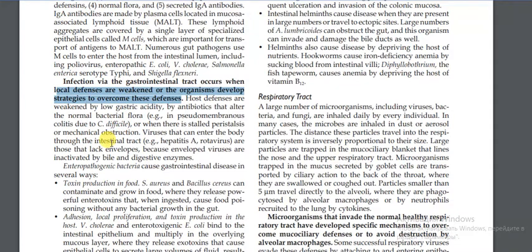So when peristalsis is stopped, the normal circulation also is interrupted, and bacteria can multiply in these tissues when no passage goes, and it can create some troubles. Okay, then viruses that can enter the body through the intestinal tract, like hepatitis A or rotavirus, lack envelopes, because enveloped viruses are inactivated by bile and digestive enzymes.